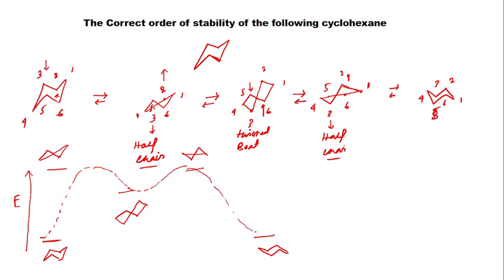Here we have to be careful about the name as well as the structure. If the name is given in the option, then we will follow this trend: the chair form is most stable. Then, sorry, it will be on the opposite side. Then it is going to be the twisted boat. After chair, we have twisted boat.